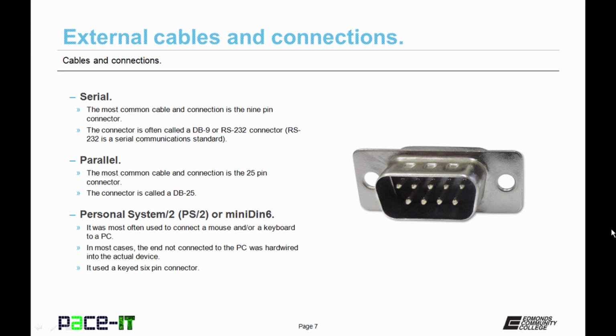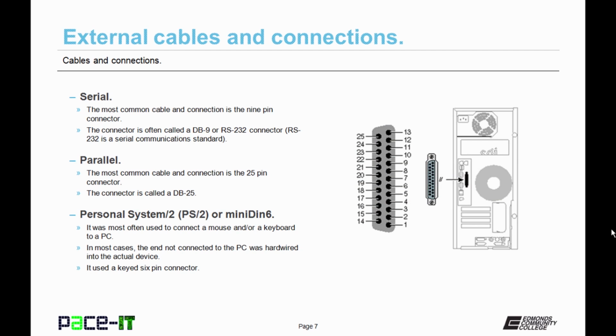Now let's move on to external cables and connections. Following the same pattern, we're going to begin with the old and work our way towards the new. And we begin with the serial cable and connection. The most common cable and connection is the 9-pin connector. This connector is often called a DB9, or it's often called an RS-232 connector. That's after the RS-232 serial communication standard.